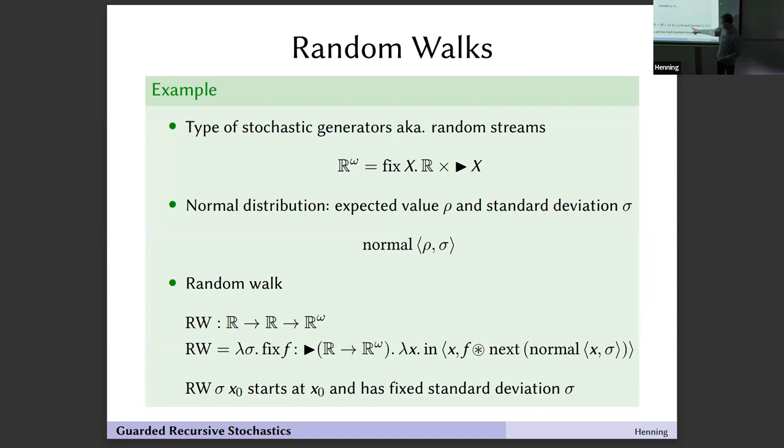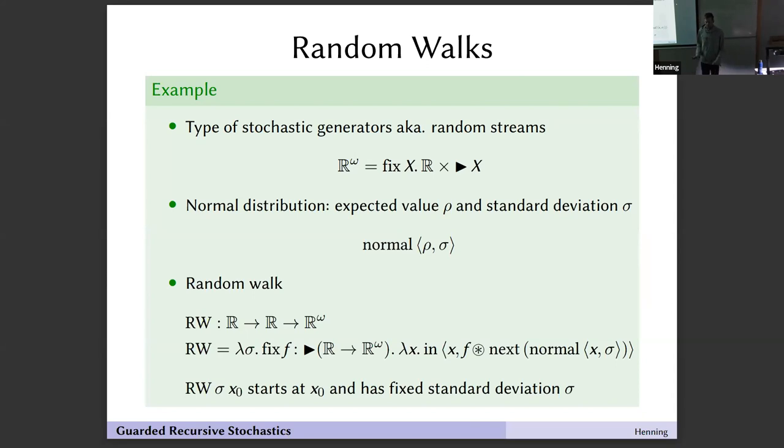And what is this value going to be? Well, we draw from our probability distribution the next position that we're going to. And then we continue, and this program unfolds, essentially doing the same thing. But in the next step, we will have, instead of x, whatever we have drawn here from the probability distribution. I will show you, once we have gone through the typing rules, how this works in the operational semantics.